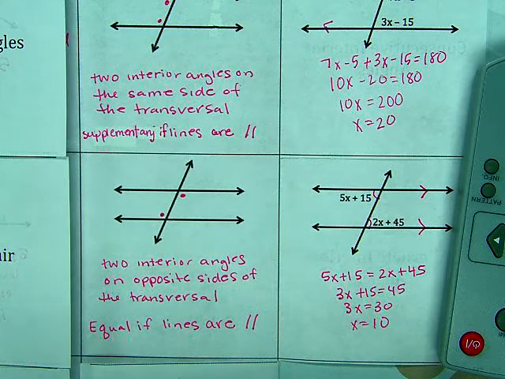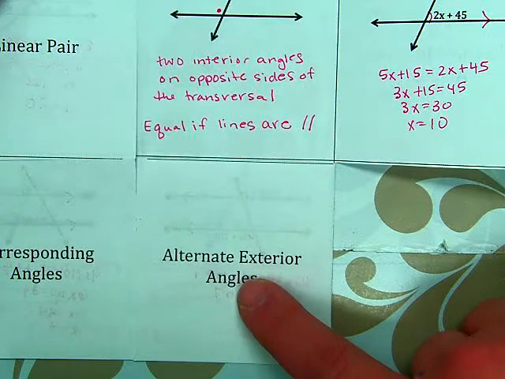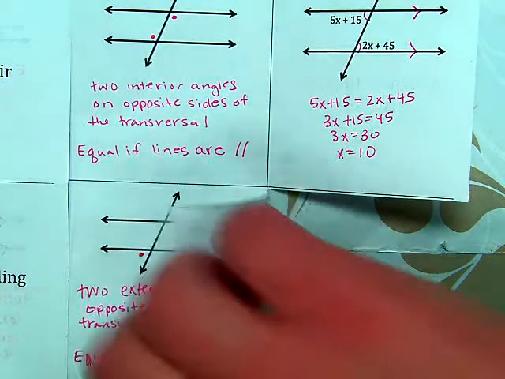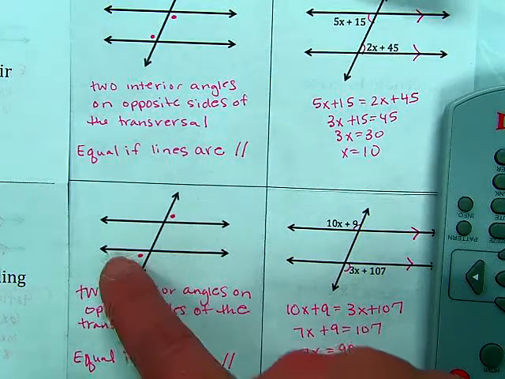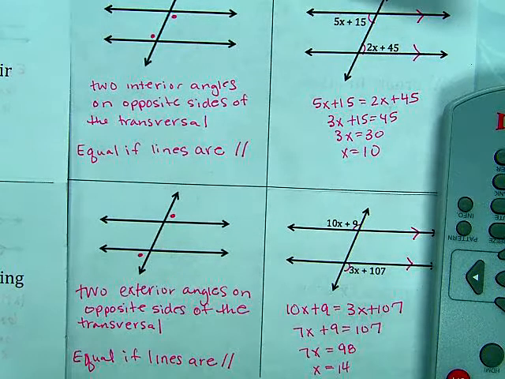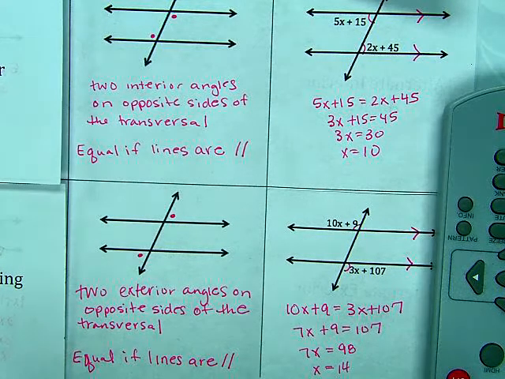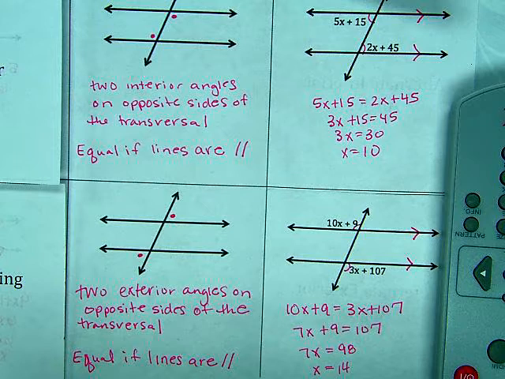All right, so we have 2 more doors to fill in. We're going to slide down. Alternate exterior. You have your definition. I marked 2 alternate exterior angles on the diagram. 2 exterior angles on opposite sides of the transversal. They are equal if the lines are parallel. So on the door, I marked those 2 lines parallel, and then I set up the equation that is true because the lines are parallel.